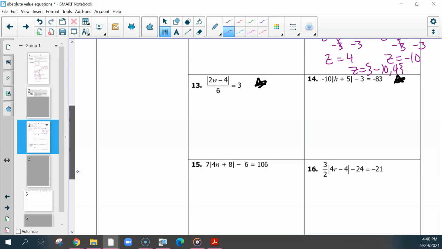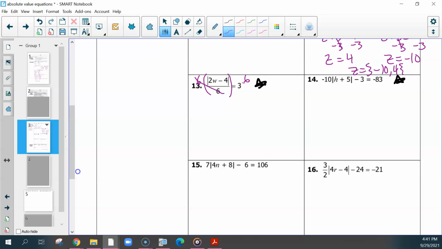For number 13, it's kind of like 12, but it looks a little different because it's in a fraction form. Again, I need to get rid of the 6, so I'm going to multiply this entire side by 6 and do the same thing on this side. These 6's are going to cancel, just leaving the absolute value signs and 18. From there, all the work is the same.